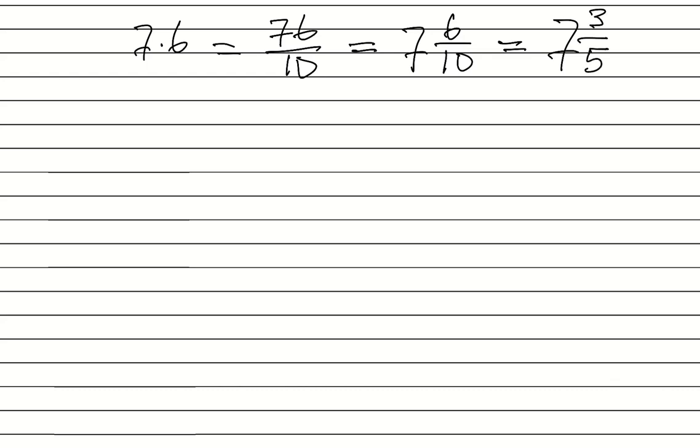So let's do another one. We'll do 7.6. It will give us 76 over 10. And you reduce that: 6 over 10 is equal to 7 and 3 over 5, yes. And then we'll do another one. 9.3 is equal to 93 over 10. Okay. So we can do that forever.